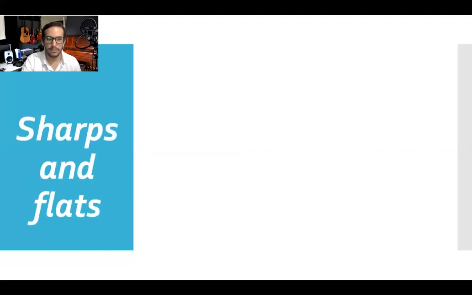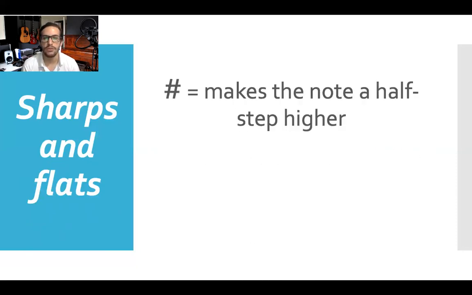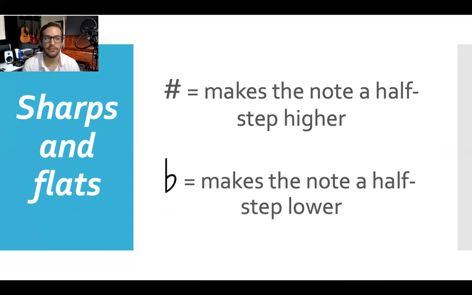Let's continue. Sharps and flats. Okay, so the sharp makes the note a half step higher. So if we are in C, for example, and we put C sharp, it means it's going to be one half step higher than C, okay? And the flat does the opposite. It makes the note a half step lower. So if we are in A and we put the flat, A flat, it means it's going to be one half step lower than that, okay? Easy.